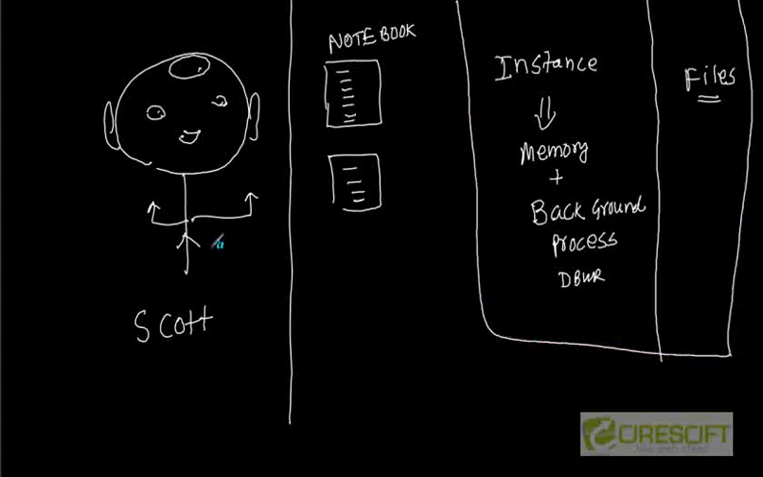And why I started with the human is because this is just an analogy. Scott is equivalent to the instance, and this memory is equivalent to the memory this guy has. And the way that this guy has hands, eyes, ears and legs, similarly we have something called background processes. The way that this guy has some notebooks where he writes, we have files. And all these things together are called the Oracle database server.